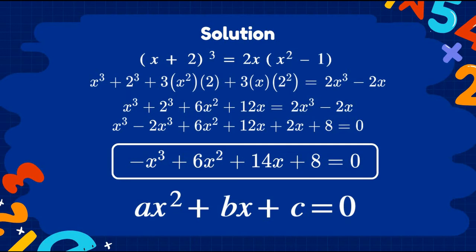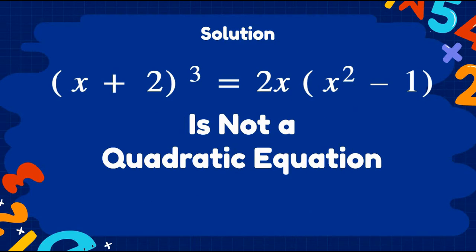As you can see, there is something more left after comparing. We have satisfied all this, but actually for a quadratic equation, the highest degree should be 2, as I have said before. But if you look at this particular equation, minus x cube plus 6x square plus 14x plus 8 is equal to 0, the highest degree is 3. So we cannot say this is a quadratic equation. This is a cubic polynomial indeed, because its highest degree is 3. Alright? So (x + 2)^3 = 2x(x^2 - 1) cannot be called a quadratic equation.